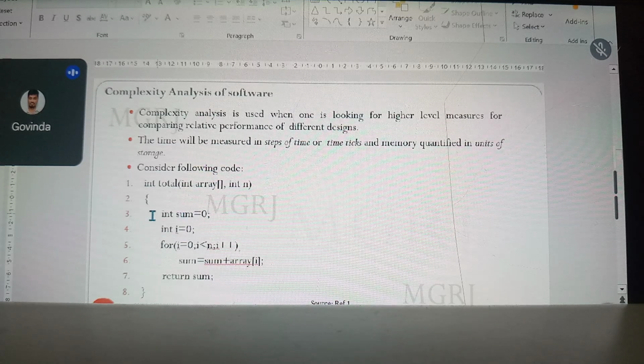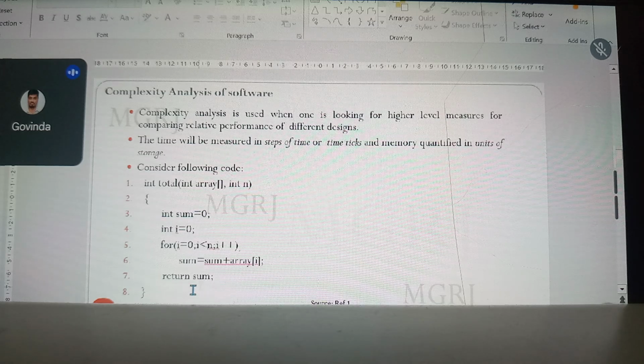If you look at the program statements inside this function, what you are basically doing is an accumulation operation. That means there is an integer variable called sum. All the elements of the array are added up into sum. Okay, this is a simple accumulation operation. Now we'll try to analyze the complexity of this software. Please try to understand, when I say complexity, our intention is to analyze the time complexity only, right?